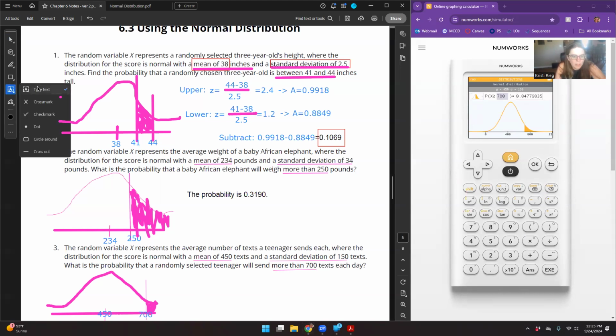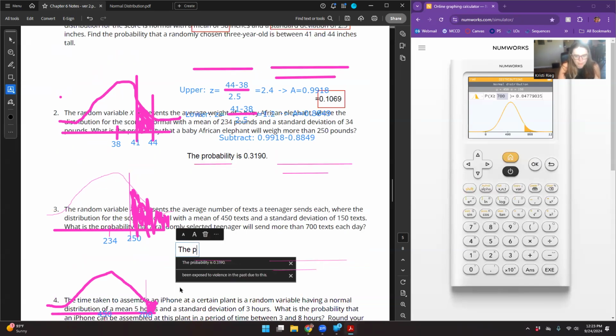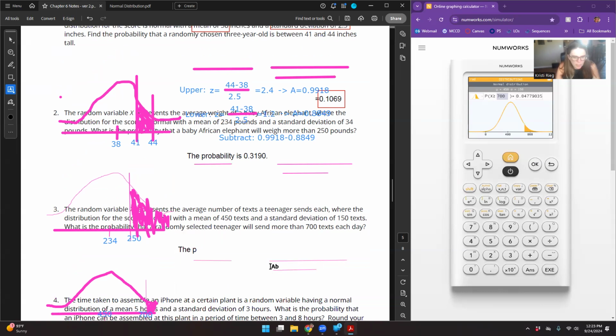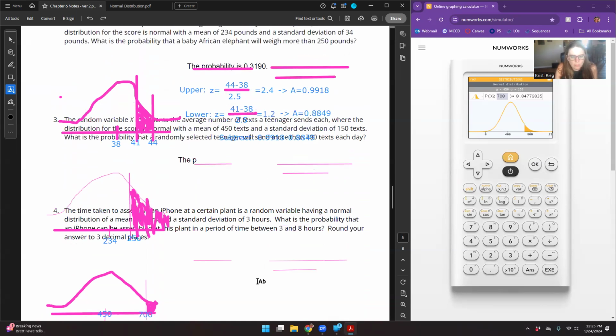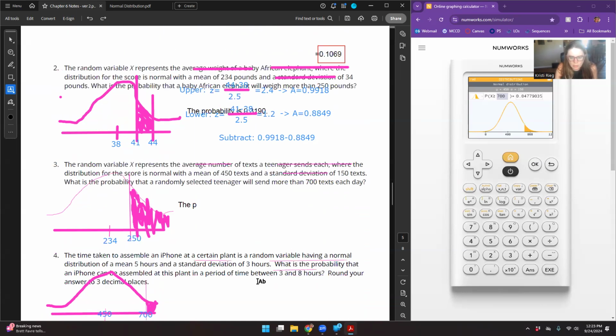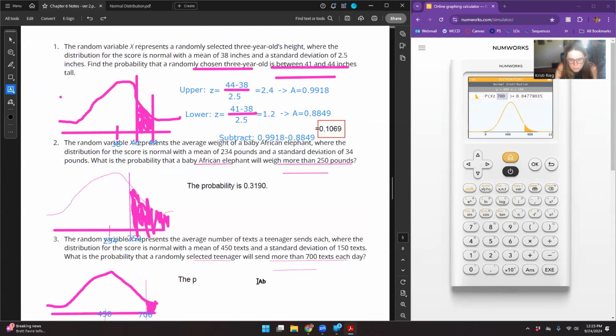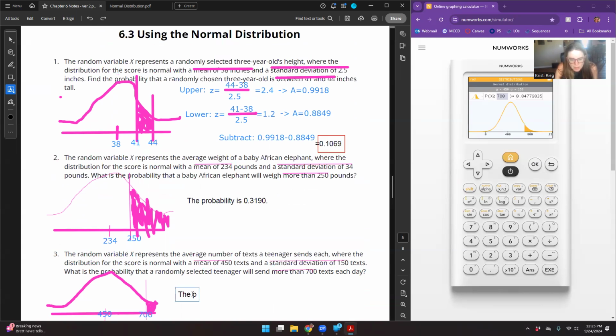So we would say something like the probability. Why did that happen? Did it change pages? Okay, whatever. I'm just going to type right here and pretend that didn't happen. Probability is 0.047. One more will be 8, because a 9 tells a 7 to turn into an 8.